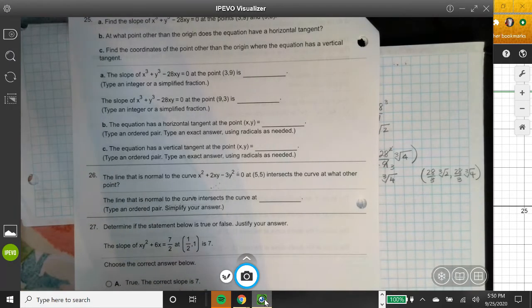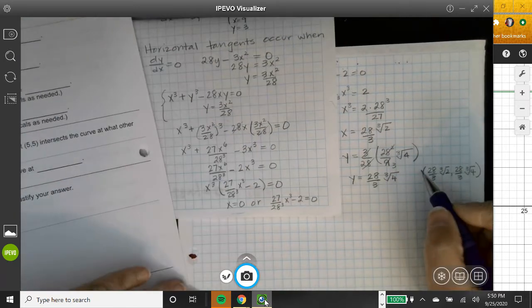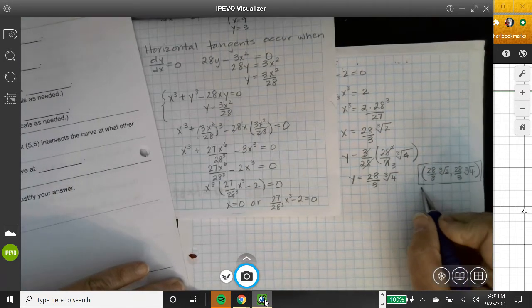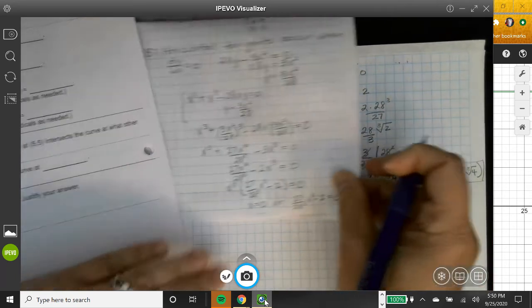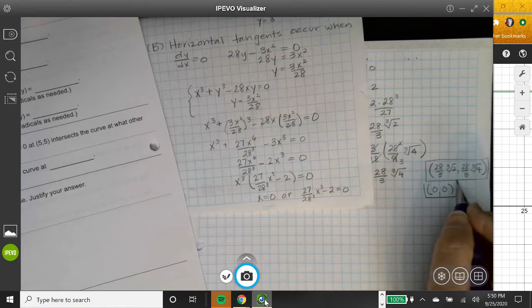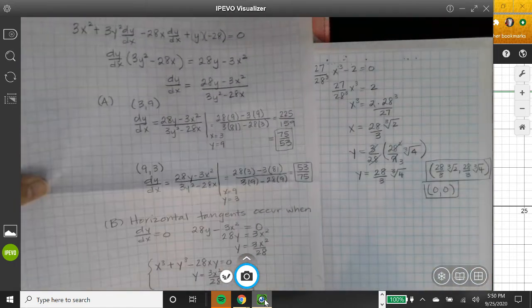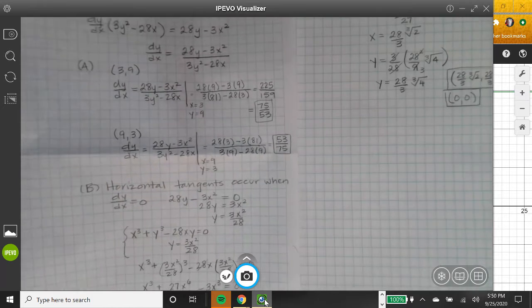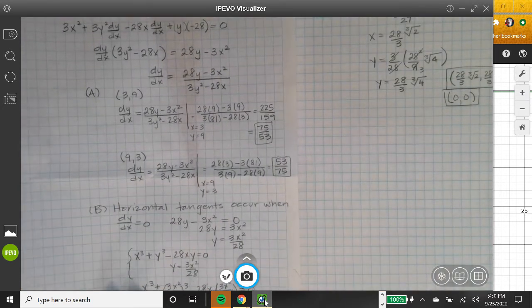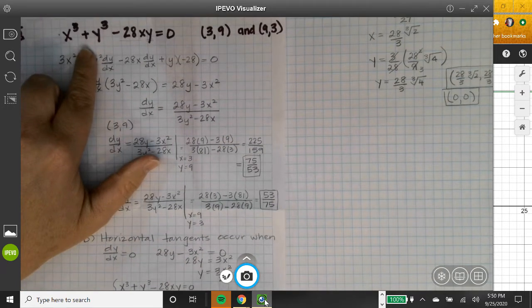All right. Okay, so our answer is this point here and 0, 0. Because remember, we said at x equals 0, it also had a horizontal tangent, okay? Now, I need to know when this equation has a vertical tangent, or this curve has a vertical tangent. So how do I find those?